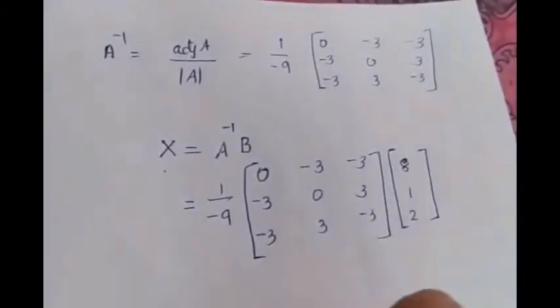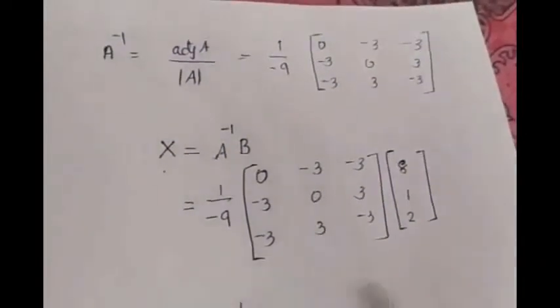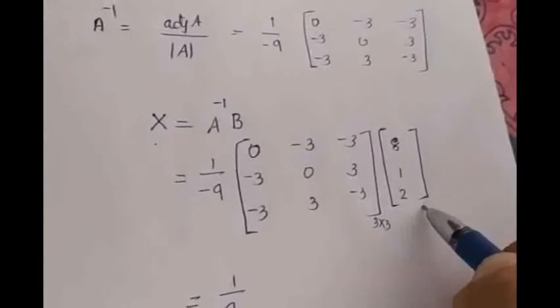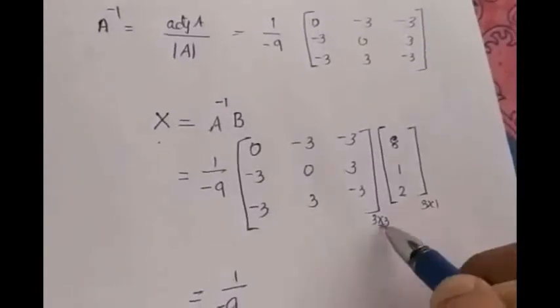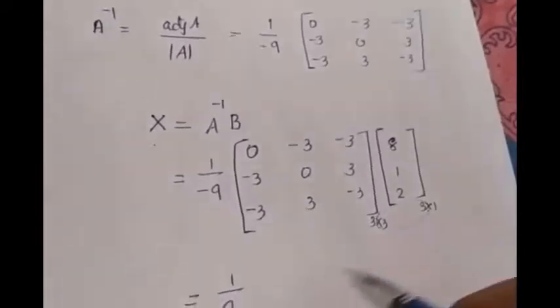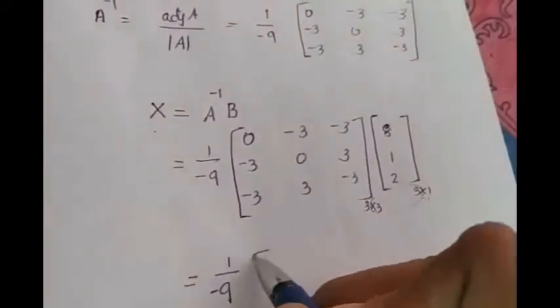Multiply this matrix. Can you say what will be the order of the resultant matrix? This is a 3 by 3 matrix, isn't it? And here there are 3 rows and 1 column. So what will be the order of the resultant matrix? The order will be 3 by 1. There will be 3 rows and 1 column.